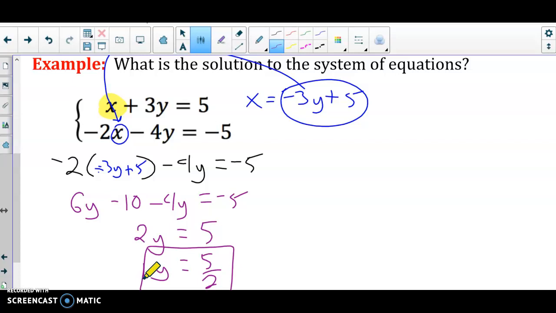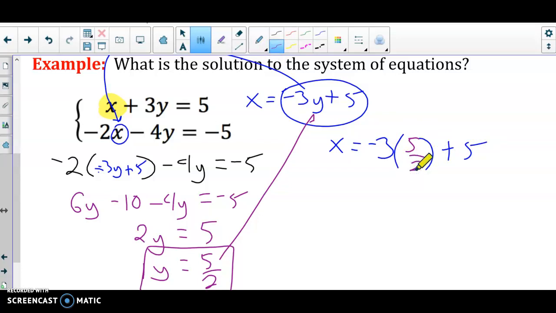So now I'm going to try and substitute this into something that'll get me an answer relatively quickly. How could I find the other variable? Oh, wait, let's just substitute it back in up there. So I'm now looking at x equals negative 3 times 5 halves plus 5. Okay, cool there.